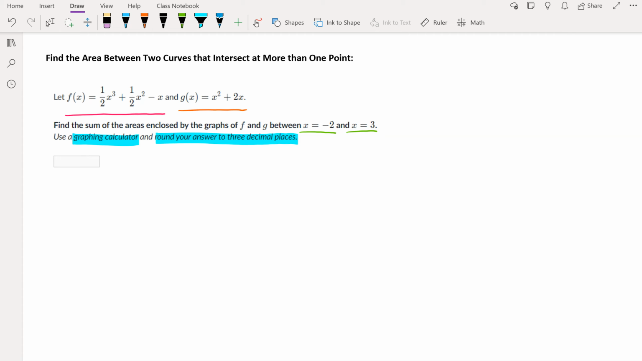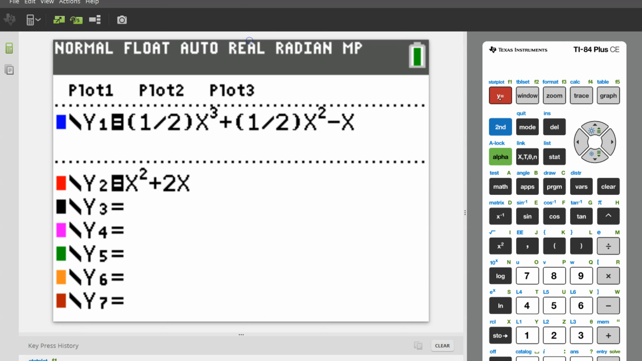Okay, so the first thing we need to do, y'all, on the graphing calculator is go to y equals and graph both of these things. So graph f and graph g. So I already prepared that. If you go to y equals, you can see that I typed in my f function, I typed in my g function right under it.